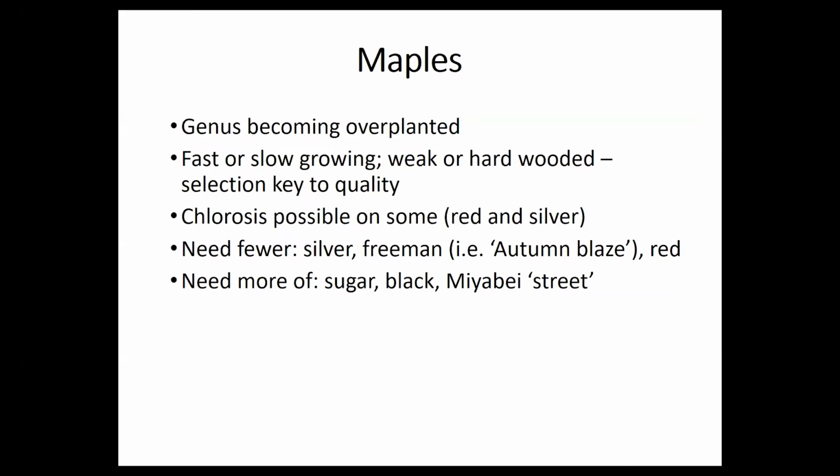There's fast-growing maples versus slow-growing maples. The fast-growing ones like silver tend to be weak-wooded. Our slower-growing ones are hard-wooded. So selection is key to quality with maples. We see chlorosis. It's usually manganese chlorosis. It can be iron as well, but I see it mainly in the reds and the silvers, where you have a high pH soil. In my opinion, we need fewer silver.